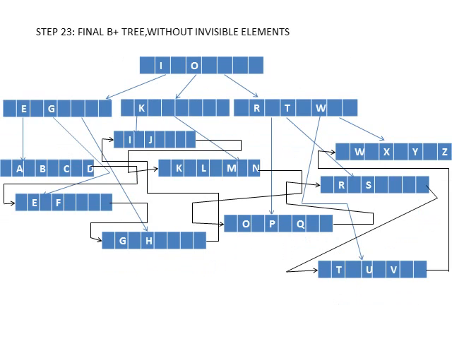Now on the previous slide we see the invisible elements. In level 0 it was A, and in level 1 it was A, I and O, which were represented in italics. So now the final B plus tree is created without the invisible elements, and this is how the final B plus tree comes up.